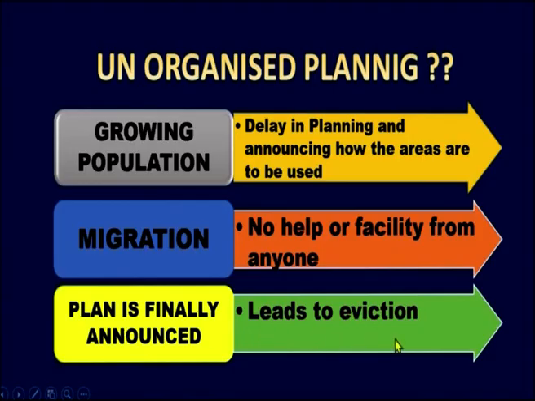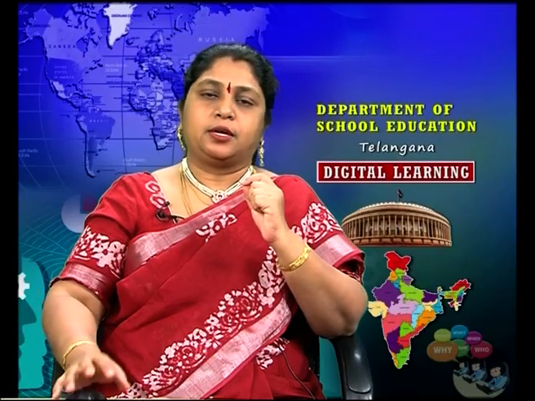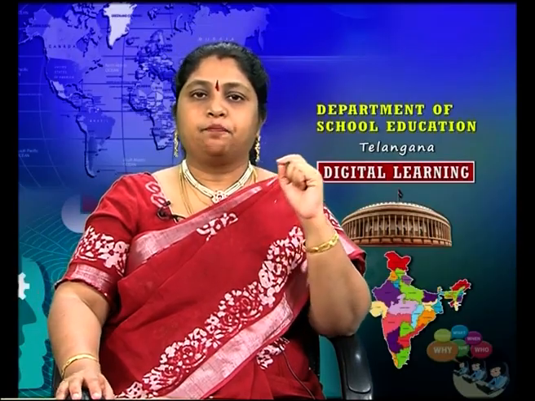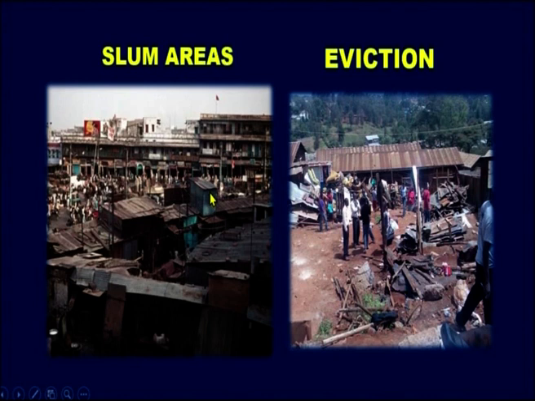It leads to eviction. So who are the people who are evicted? Evicted means they are moved out of their places. Look at the picture here. These are the slum areas. Can you see? These people migrated from other places and settled here. But can you see, are there any buildings here? No. All these are just temporary houses.